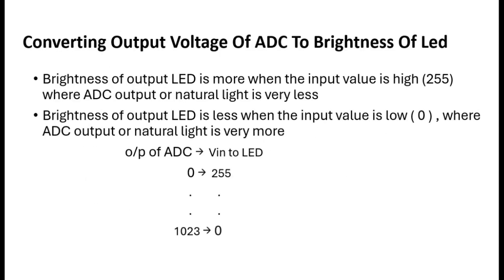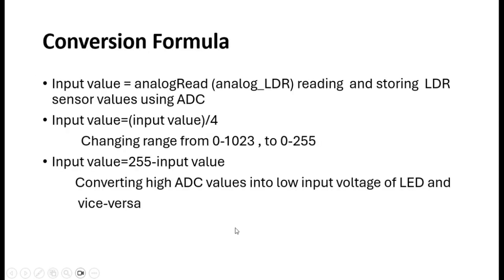Now converting this output voltage of ADC to brightness of the LED. So this conversion happens as I have told you that the output of ADC is from 0 to 1023. Now when it is 0, it means there is no light outside. So we have to turn on the LED with the maximum brightness. So when the output of ADC is 1023, then the input voltage for LED should be 0. Let us derive a formula for it, that is the conversion formula.